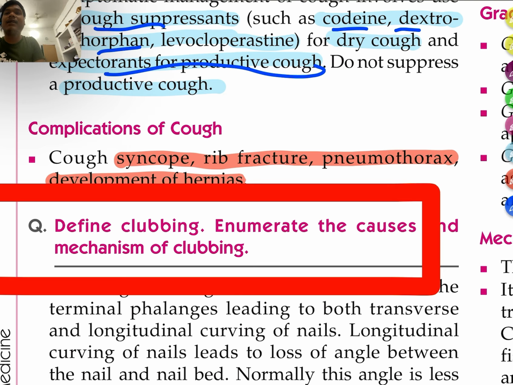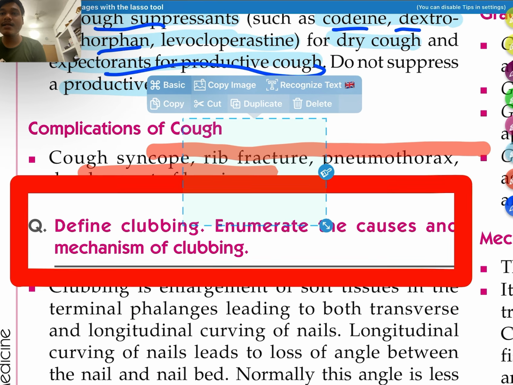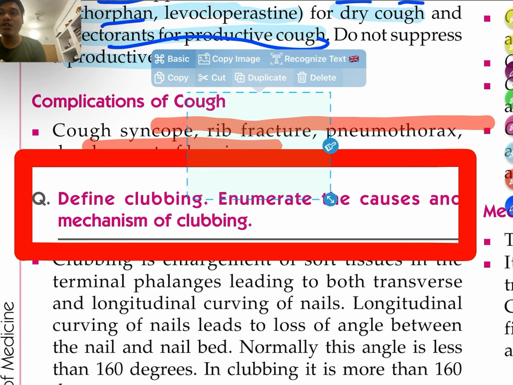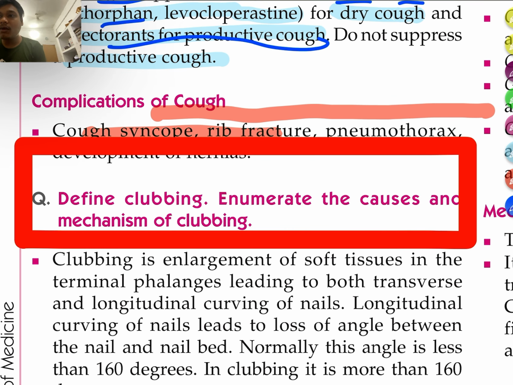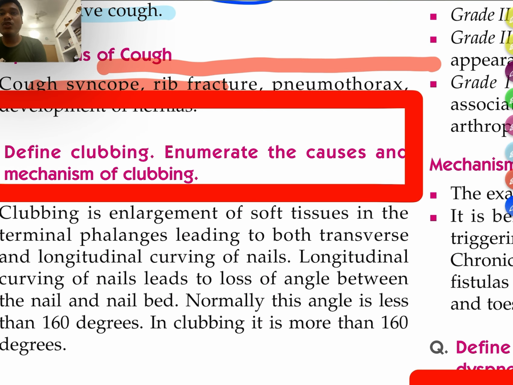Next is clubbing: what is clubbing, its mechanism, how it occurs, and how you will assess a case of clubbing. Okay, starting. So what is clubbing?